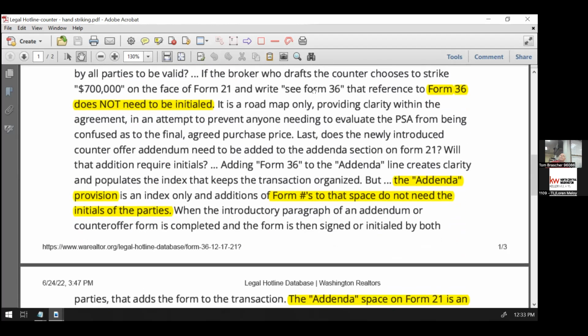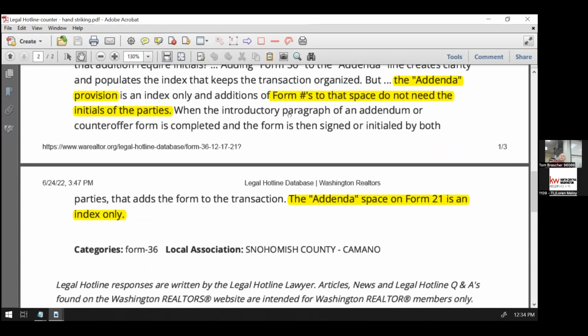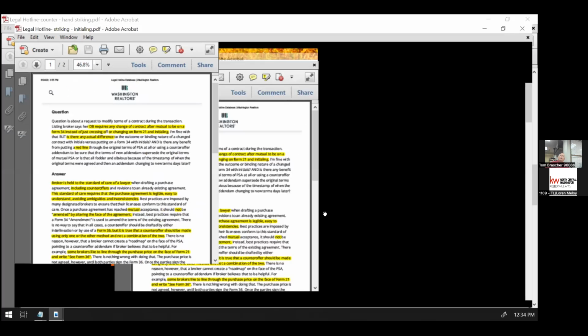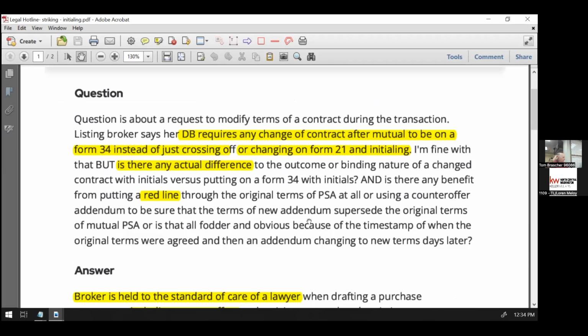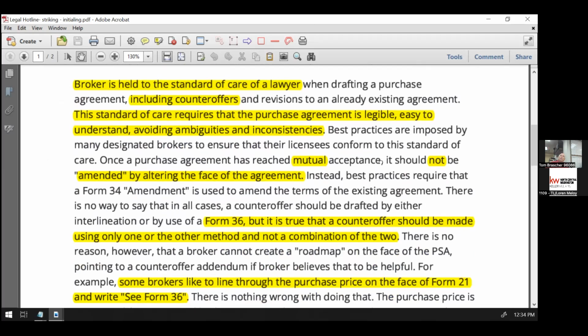Another thing that was talked about in the provisions is that it's okay if somebody does want to strike and initial instead of using a Form 36. What's not okay, what becomes ambiguous, is when between the 2 brokers, one uses a 36 and one uses the strikeout, and they're using both methods at the same time. That creates great confusion. That is not within the standard of care of a lawyer. And so that was also addressed in one of these. I thought that was good to point out.